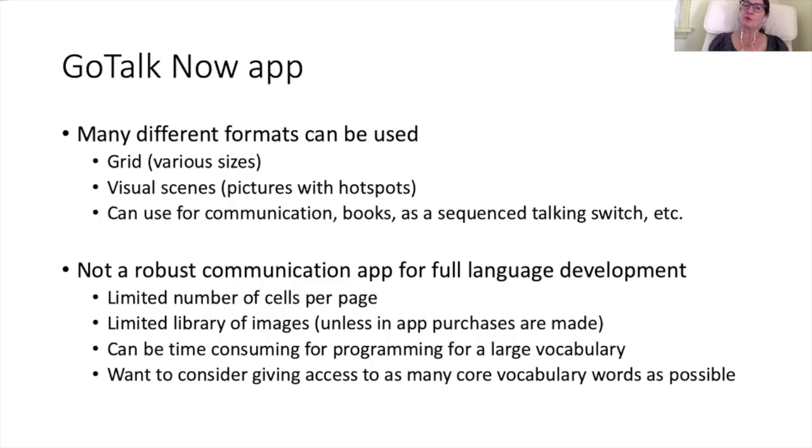You can also use the GoTalkNow app for a variety of purposes, leisure and communicative. You can make communication books. You can also program in the pages of a book, like The Hungry Caterpillar, something like that. Take pictures and pull in those pages and then put the audio in so you can have your child read it as a book. You can use it like a sequence talking switch. So, for example, you could program in some back and forth messages that they might have on the phone with somebody.